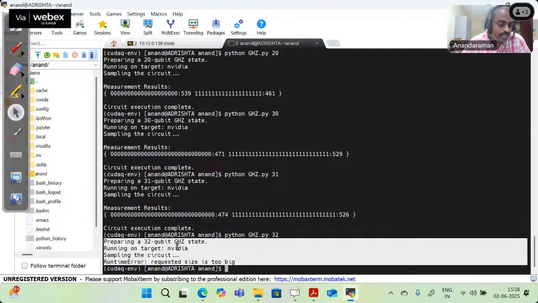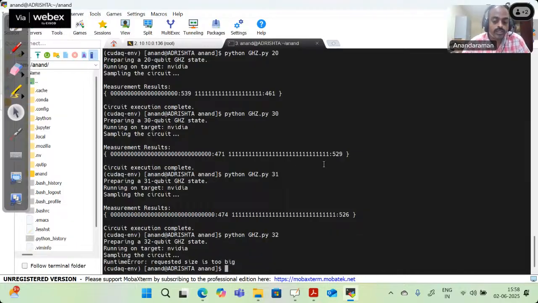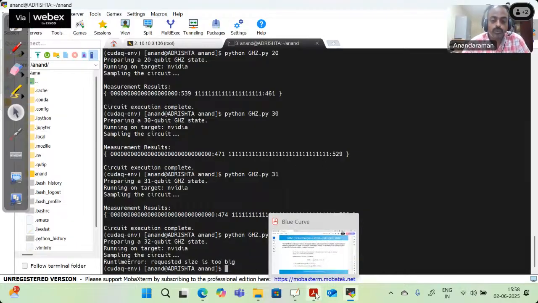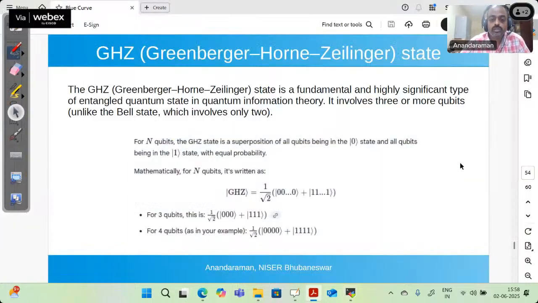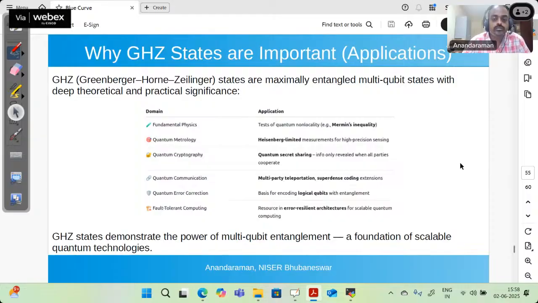Running on target NVIDIA, it is running on the GPU, sampling the circuit, running error, required size is too big. Okay, why is it running up to 31 and it is not running 32? Okay, we'll just explain this. I'll provide the slides.